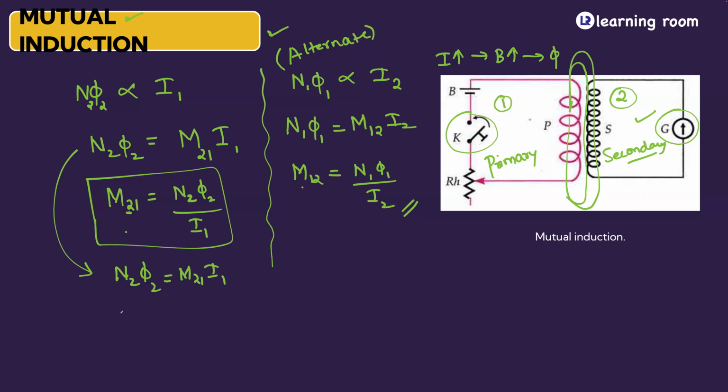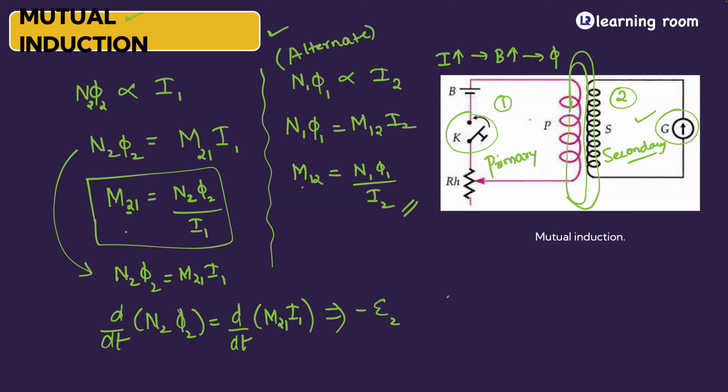d by dt of M21 times I1. Right. So that implies, what is d by dt of N2 phi 2? It is the negative of EMF. Right. So this is basically the EMF that is induced in the second coil. It is the EMF induced in the second coil.